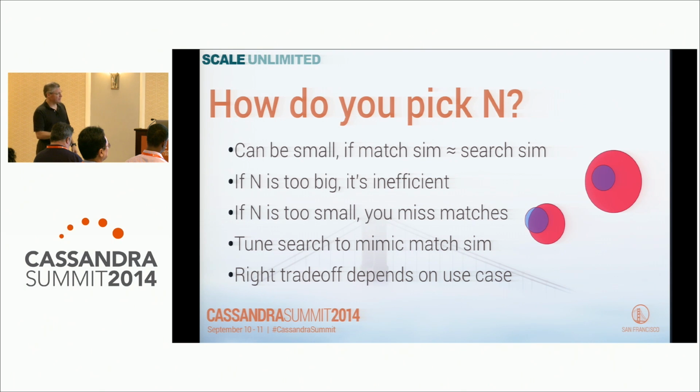And the key here is tuning the search to mimic the match similarity. Right? So as we talked about before, you can do things like weight the value of matching different fields when you make your search query. That's a common technique for getting these more in alignment. And the normalization.